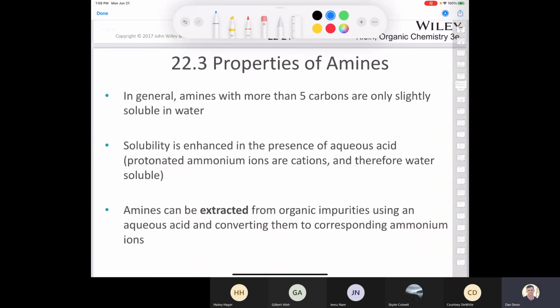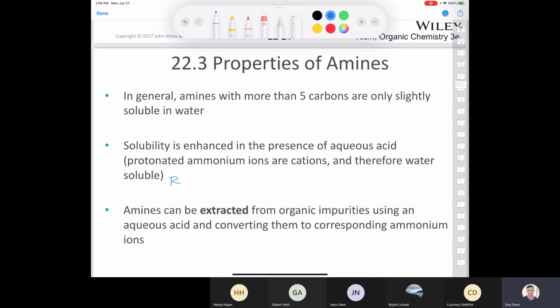What about solubility of amines? It says here that in general, amines with more than 5 carbons are only going to be slightly soluble in water. When we have less than 5 carbons, they're going to be significantly soluble in water. Solubility is enhanced by the presence of an aqueous acid. Why? Because you end up with an ammonium ion, a cation, something that's water soluble, right?